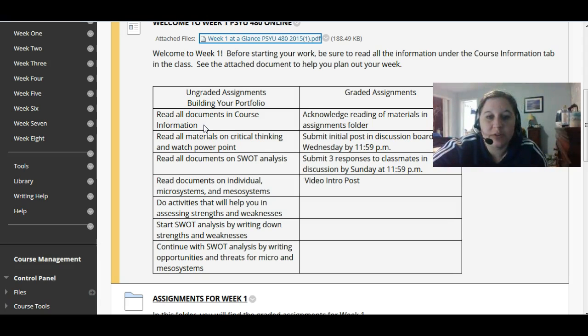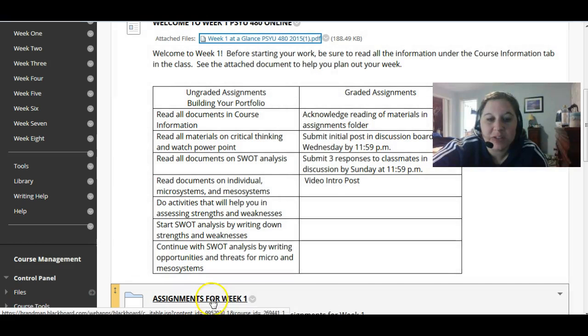To look at the materials on critical thinking, those are below. The documents on a SWOT analysis, those are below. The documents on individual, microsystems, and mesosystems. So again, you'll see this below. To work on doing the activities that assess your strengths and weaknesses.